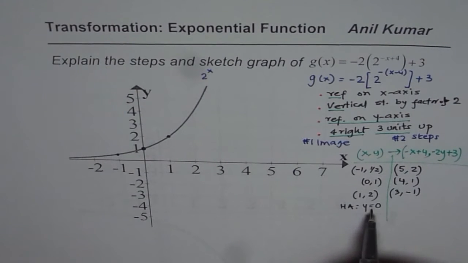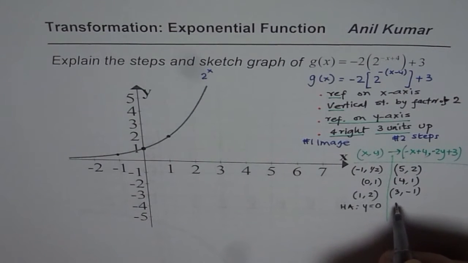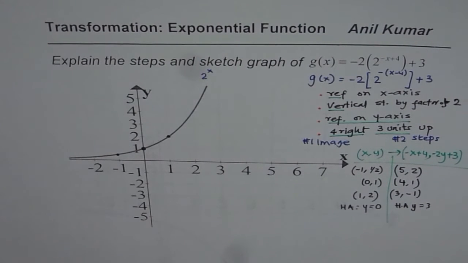Now, horizontal asymptote. Horizontal asymptote has moved 3 units up, so I'll write this as horizontal asymptote will be y equals to 3. So these are the transformed points.